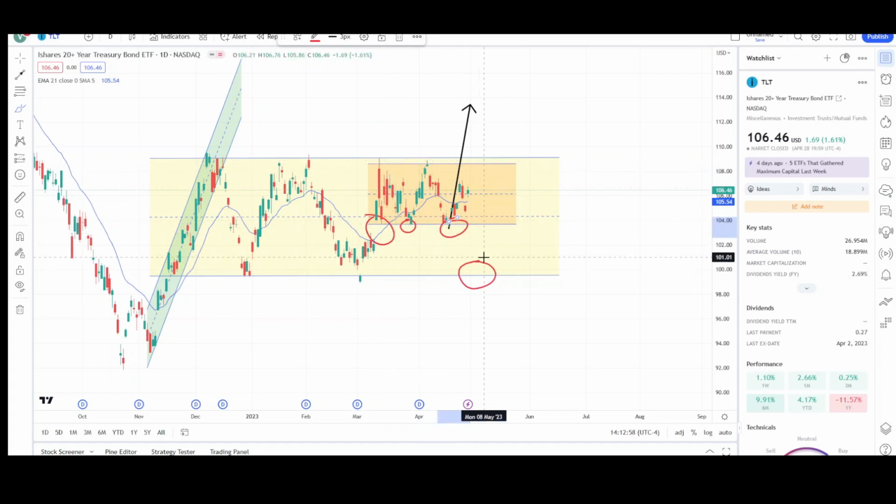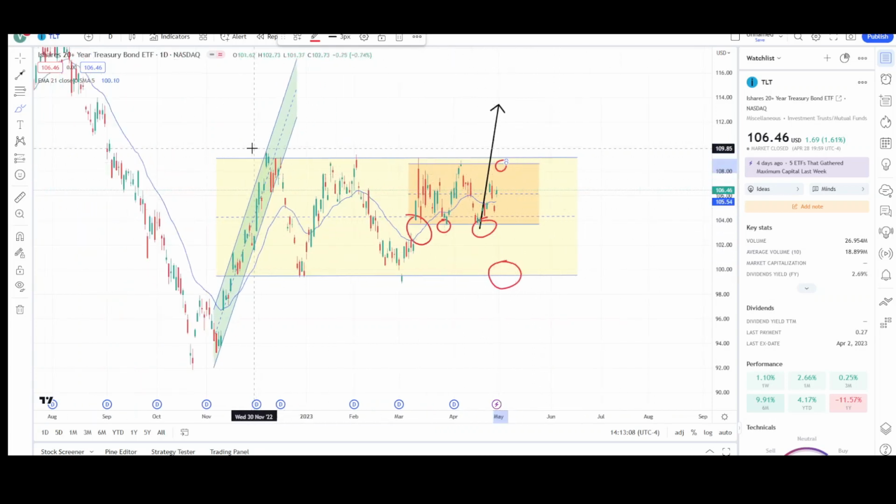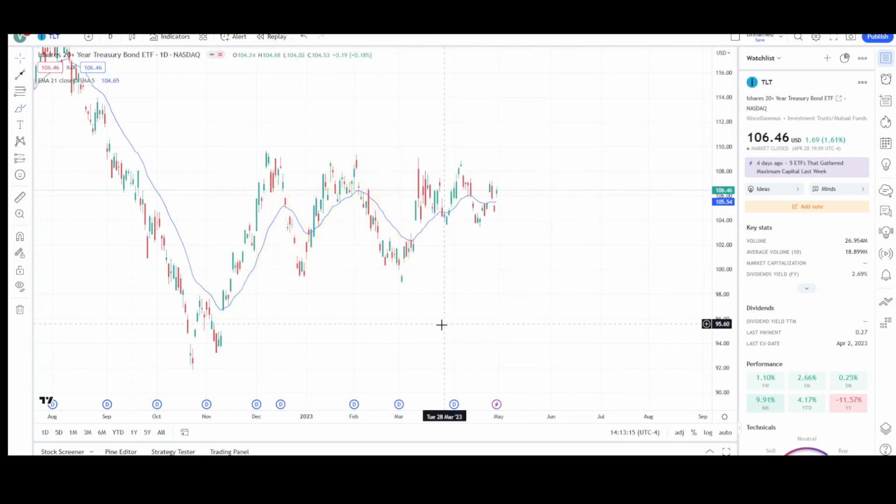Prices tried multiple times to reach the opposite side of the range, and it looks like it's failing because prices got back above the EMA. And since we hit the bottom of this micro range, we should go to the top. So it's looking very likely we're probably going to see a stop hunt above this 109 level. So right now, that's what I'm looking for in TLT.